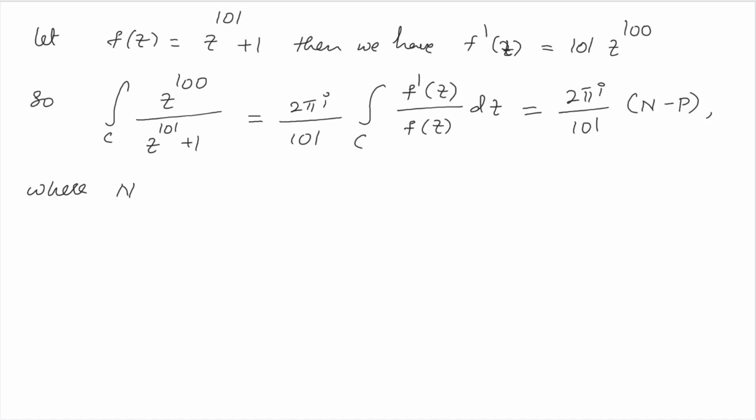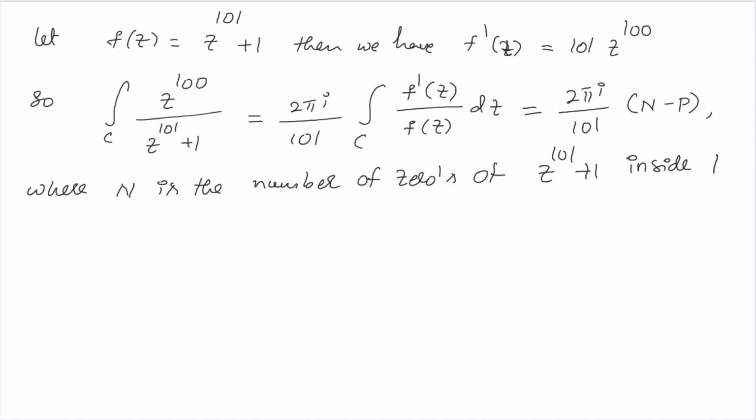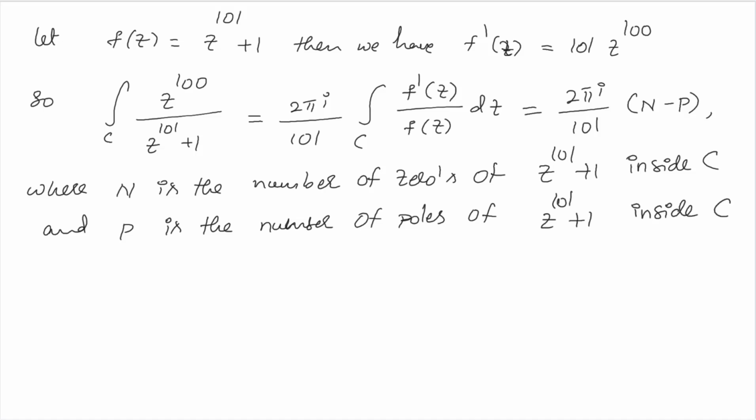n is the number of zeros of f of z, f of z is nothing but z to the power of 101 plus 1, inside C, and p is the number of poles of z to the power of 101 plus 1 inside C. Of course, these are counted with multiplicity.